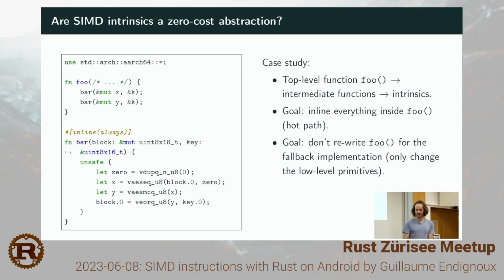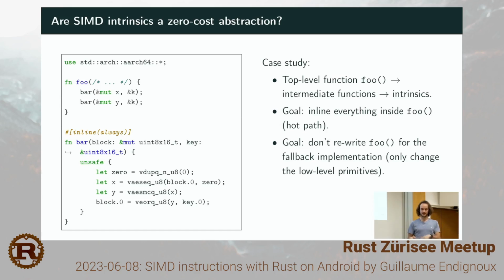So I did a small case study here, to figure out if SIMD instructions are really a zero-cost abstraction. The use case here is a bit more complex than just the example from the documentation, which was just about calling a few intrinsics. Here, in the setup, I have a function foo at the top level that will transitively call intermediate functions, here bar, and that will itself invoke the intrinsics.